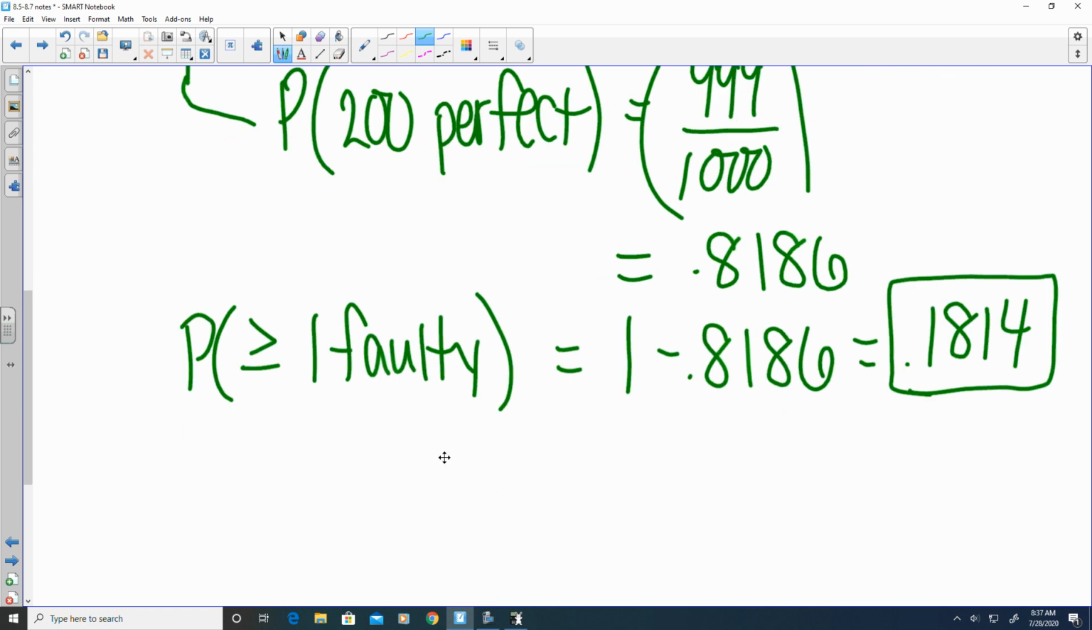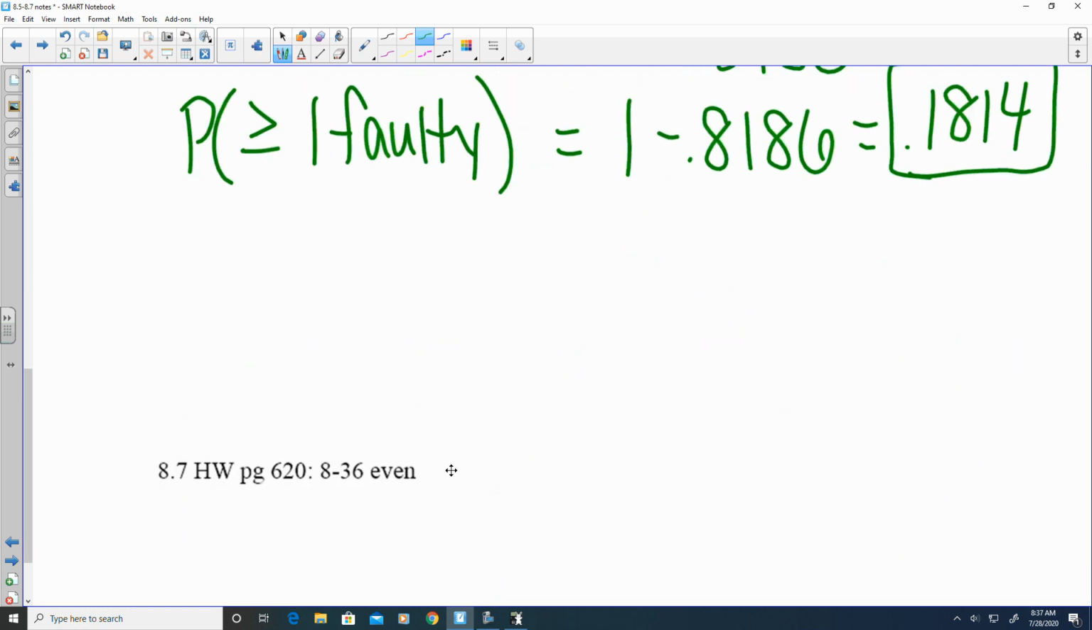All right, that is the last section of chapter 8, 8.7 on probability for pre-calculus.